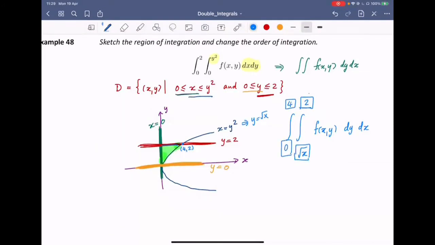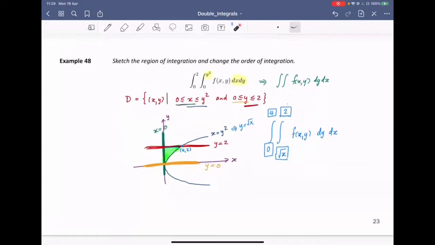Here, you just integrate with respect to the x value, where you draw a vertical line from 0 to 4. Sounds good? Well, you can see this is not that terrible. The question looks hard, but it is not terrible if you can draw a picture and you understand the picture. Sounds good?